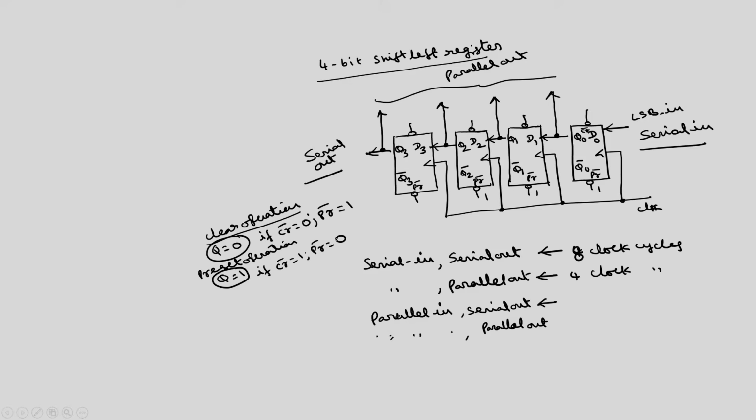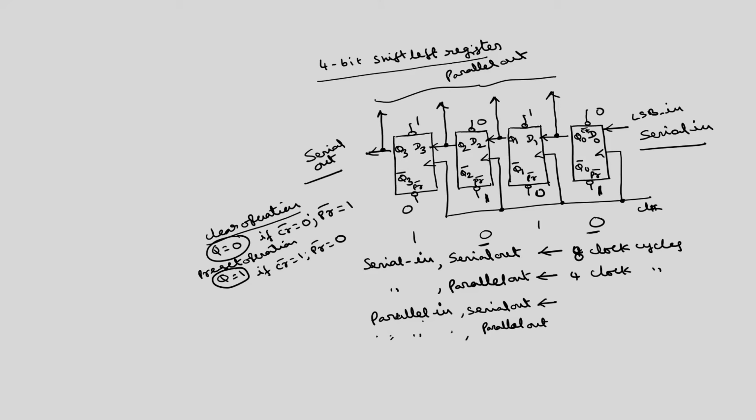Suppose I want to feed the data parallelly, 1 0 1 0. So, these 2 are 1s, means this preset is 0, this preset is 0. So, that 1 will be transferred, this preset is 1, this preset is 1. Whereas, for the clears, these 2 have to be 0, this is 0, this is 0, and these 2 are 1s. Then automatically this data will be fed.